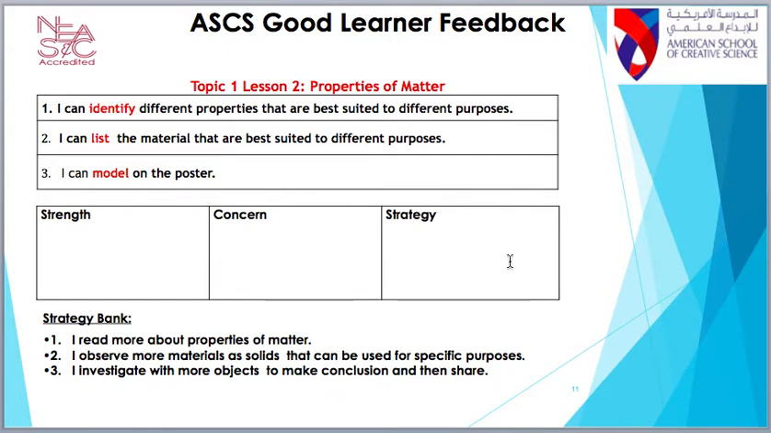So you can write down here some of the strategies that you might have used. It can be: I read more about properties of matter. I observe more materials as solids that can be used for specific purposes. I investigate with more objects to make a conclusion and then share. So you can use one of them. If you have used it, you can write it in strategy, or maybe you use a different strategy of your own.